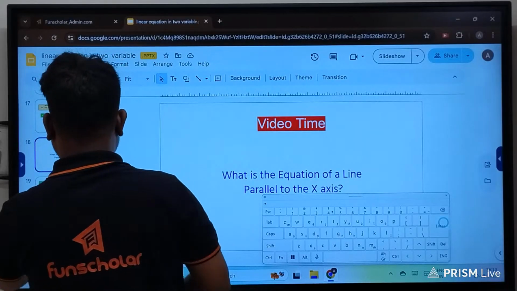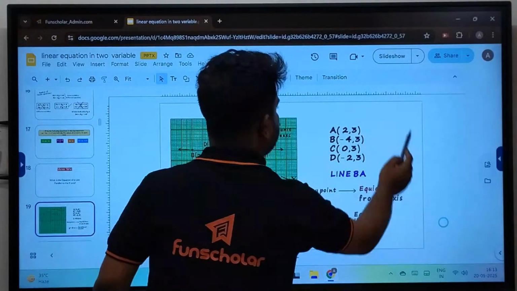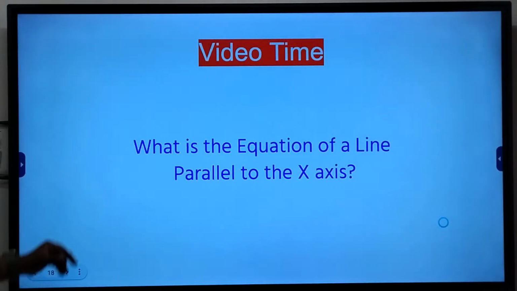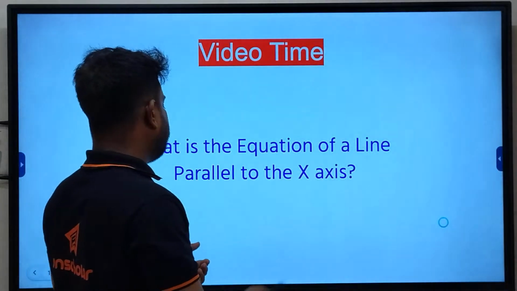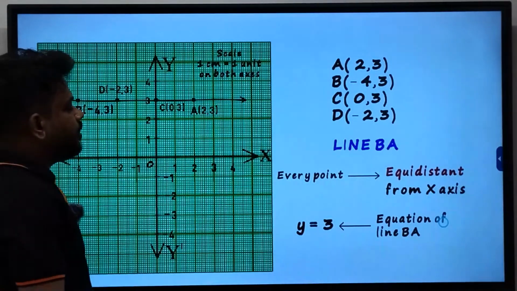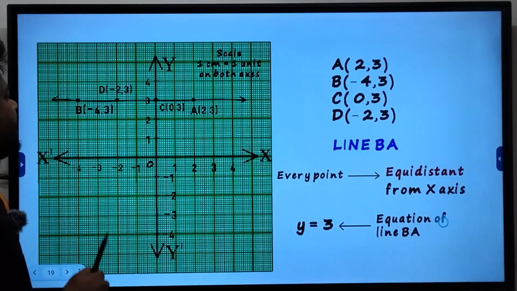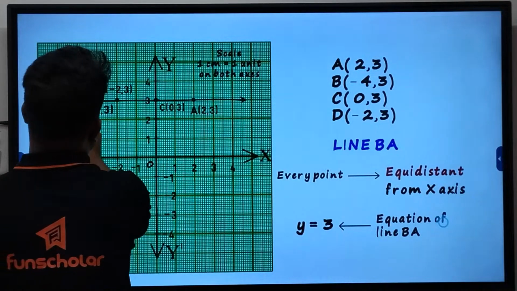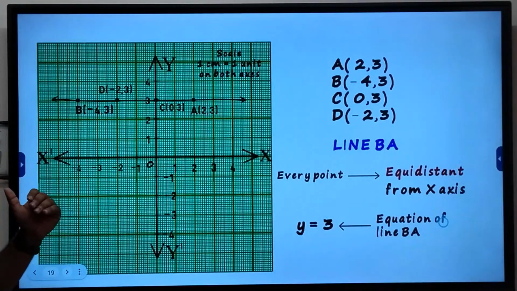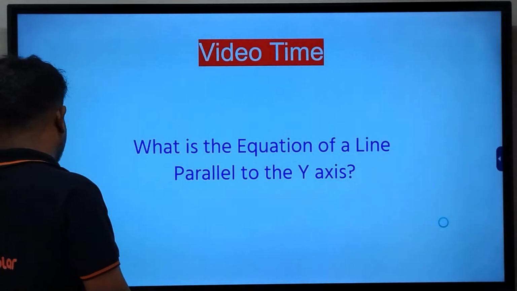So this topic has been discussed: what is the equation of a line parallel to the x axis. So the equation of this line will be y equals 3, because it is crossing the number 3 point in this graph plot. Okay, next, what is the equation of a line parallel to the y axis?